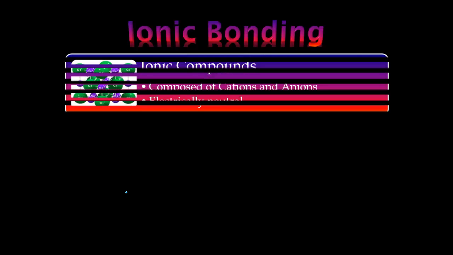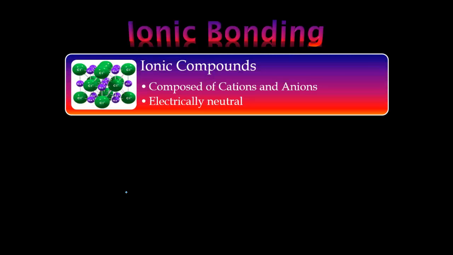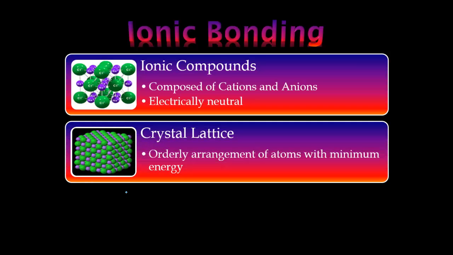Ionic bonding does not share electrons. So we've got a complete transfer of electrons. That doesn't mean that they don't bond. They have that positive and negative from the cation and the anion. So the positive is going to be attracted to the negative, and we still get an electrically neutral element. And when they come together, instead of forming a molecule, they get this crystal lattice. So it's more orderly arrangement of atoms.